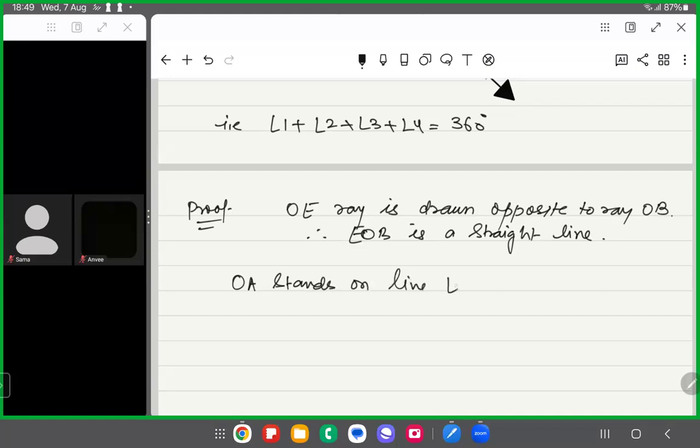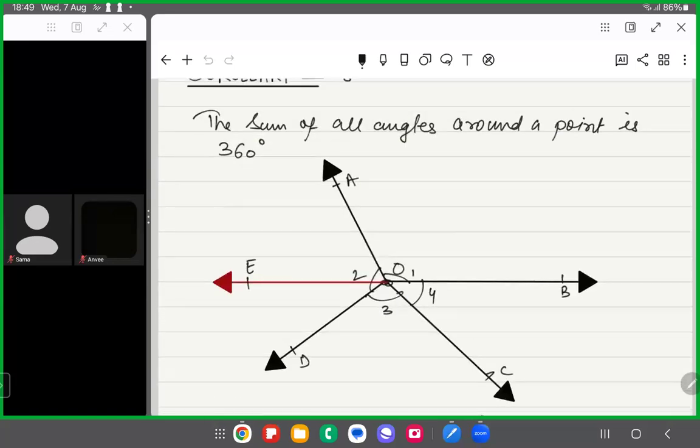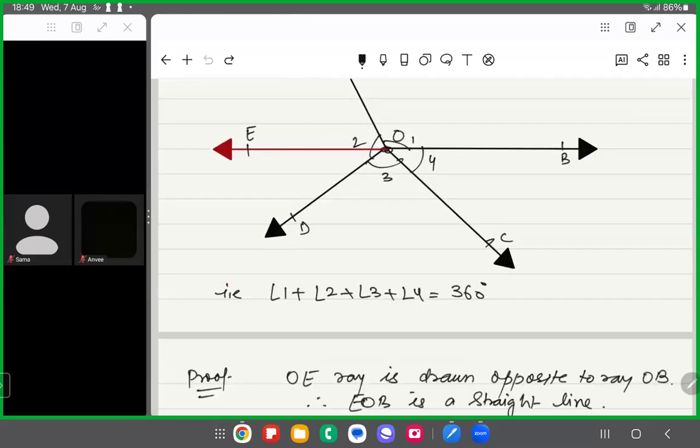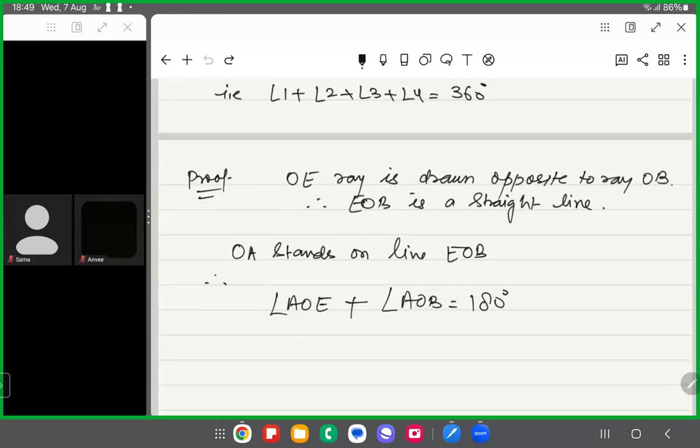line EOB. Therefore, we can say that angle AOE plus angle AOB is equal to 180 degrees. If a ray stands on a straight line, the two adjacent angles which are formed have a sum of 180 degrees. So angle AOE and angle AOB, this is equal to 180 degrees.